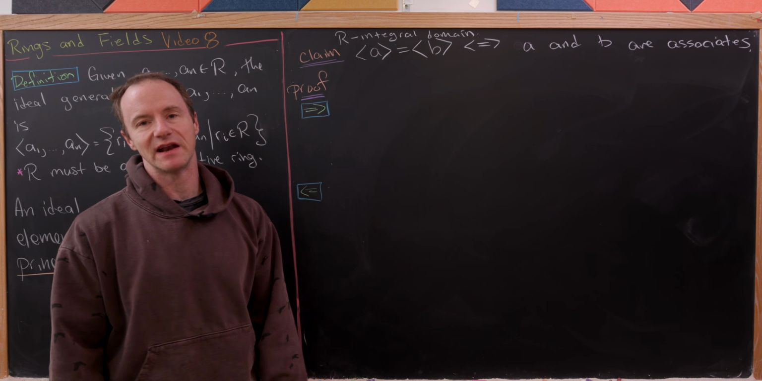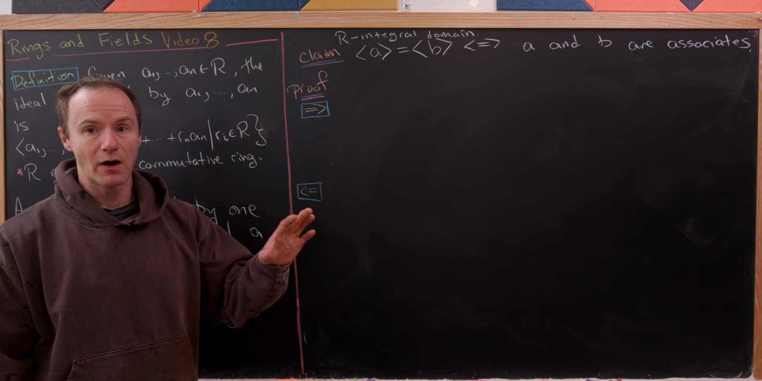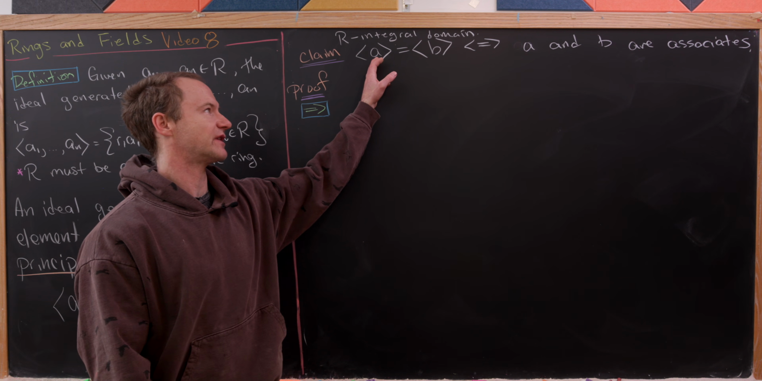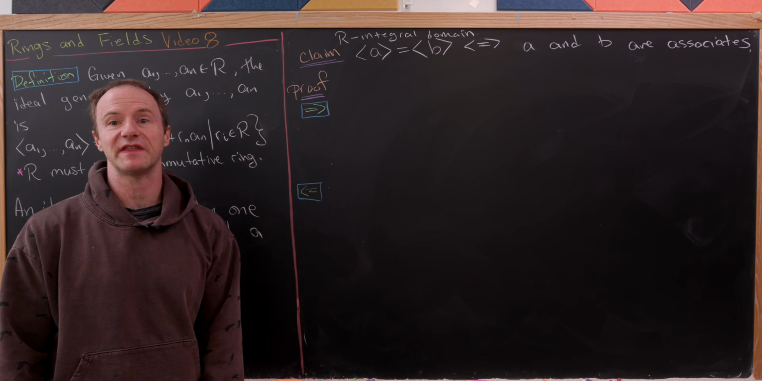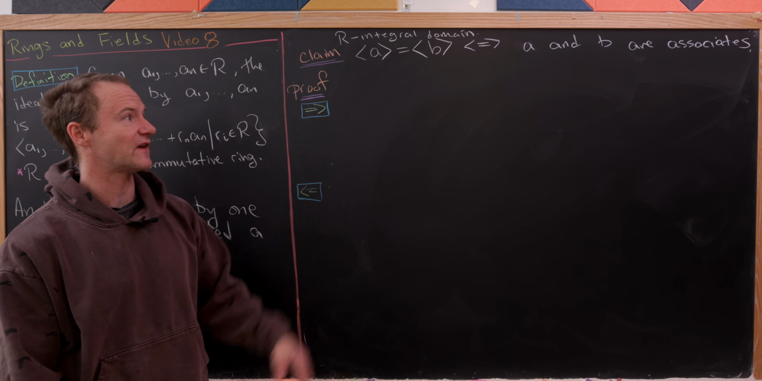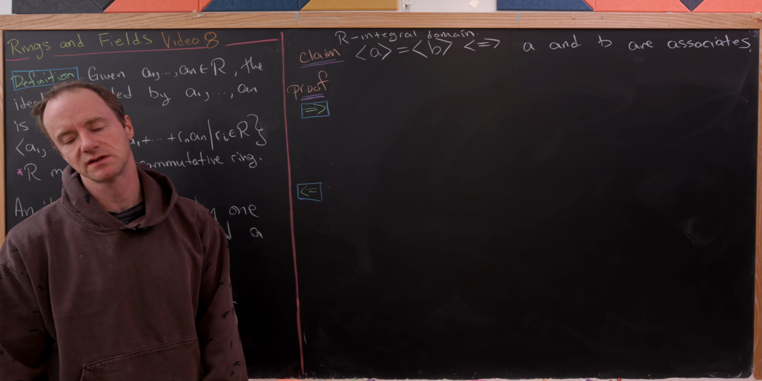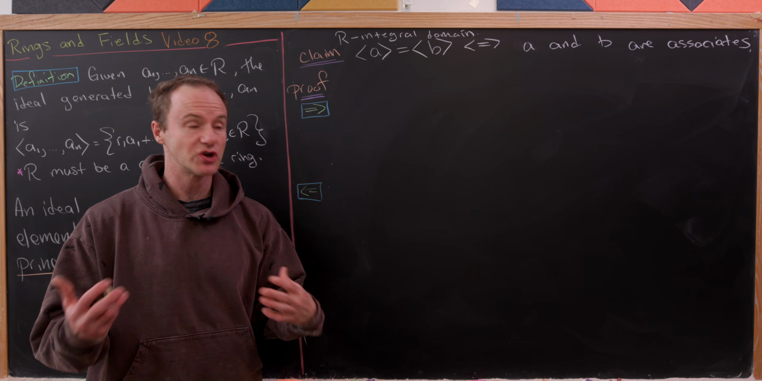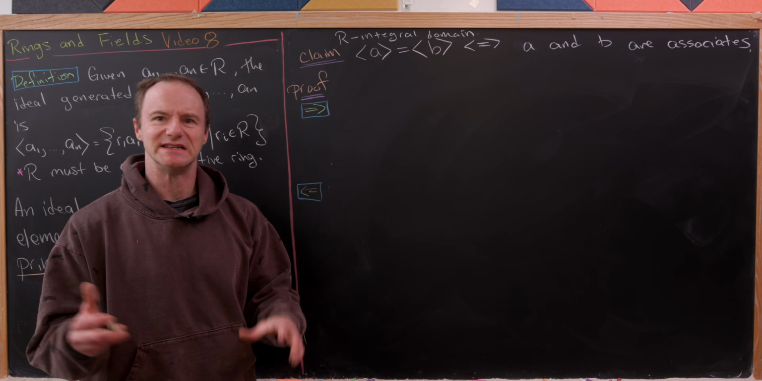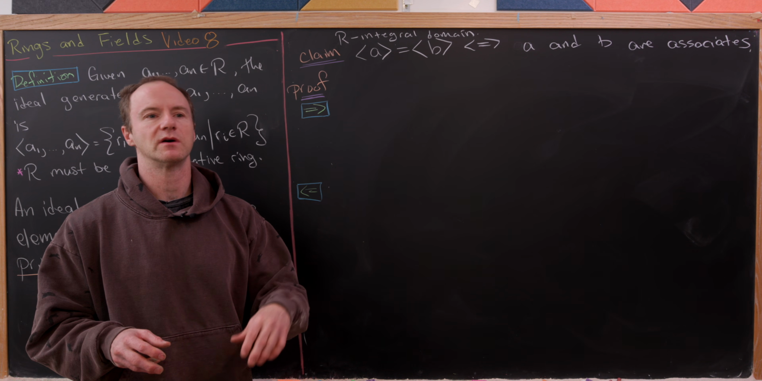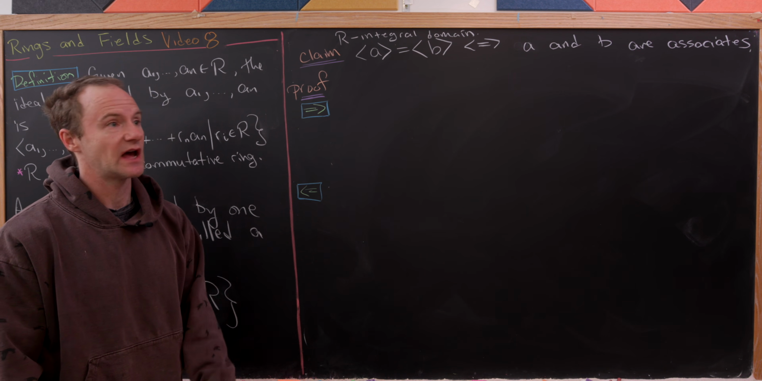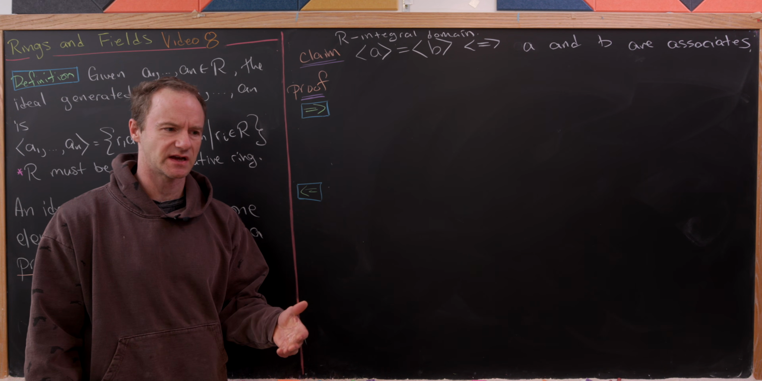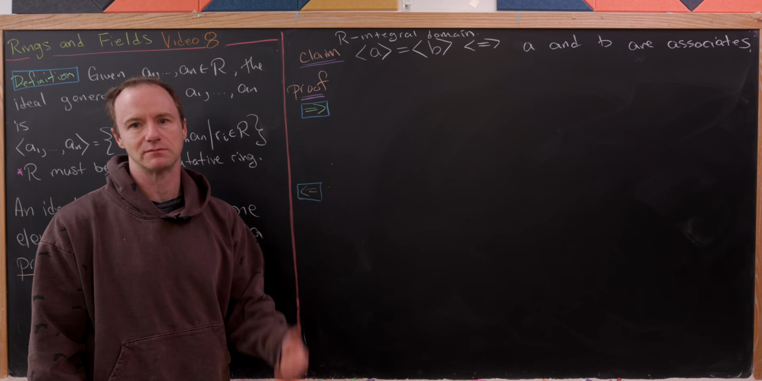Let's say that we're inside of an integral domain. Now we're going to show that the principal ideal generated by an element A is equal to the principal ideal generated by the element B if and only if A and B are associates. Let's recall that they're associates when they differ by a unit, if you will. In other words, A is equal to B times some unit. And remember that a unit is an element that has a multiplicative inverse.